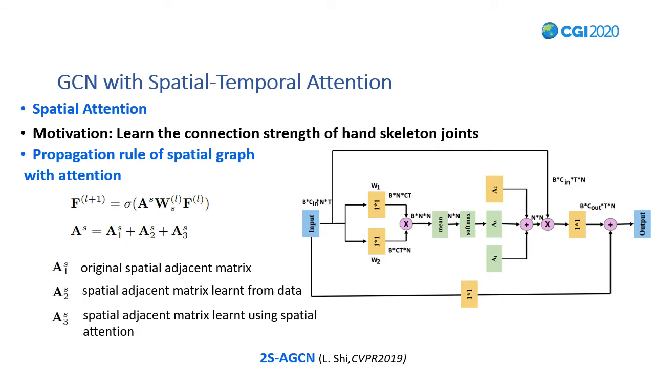We add a spatial attention module as attention mechanism on the basis of spatial graph convolution. The attention mechanism can estimate the connection strength of hand joints that are more suitable for hand gesture recognition. We follow 2S-AGCN to reformulate the propagation rule in the equation. The spatial adjacent matrix AS is built upon the sum of 3 matrices. AS1 is the original spatial adjacent matrix. AS2 is the spatial adjacent matrix learned from data. AS3 is the spatial adjacent matrix learned using spatial attention.